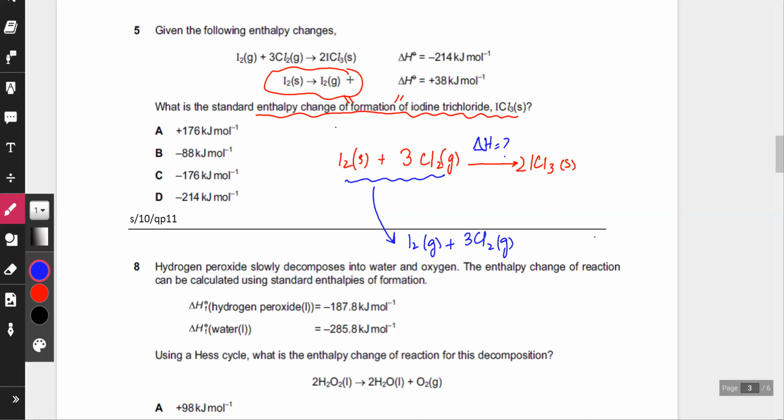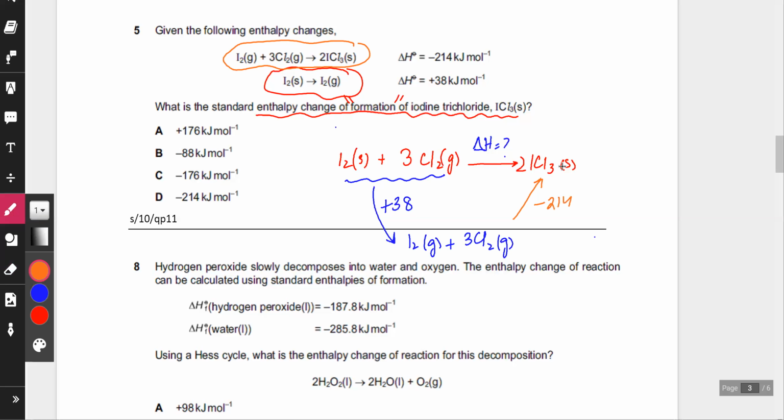Is this clear? Yeah, I did that. So that's plus 38, right? And then you're just left with one path, which is this one. What is this path? That I2 gas and 3Cl2 gas are getting converted into 2ICl3 solid. So this is minus 214, right?